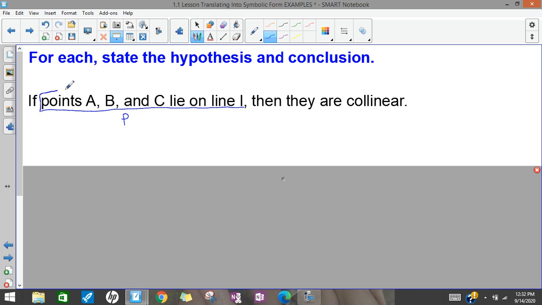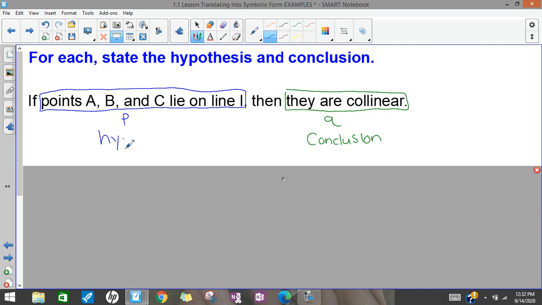So this is my hypothesis. The word if is not included in the hypothesis. The words that come after then are my conclusion, Q. And I'll come back here and write that P is my hypothesis.